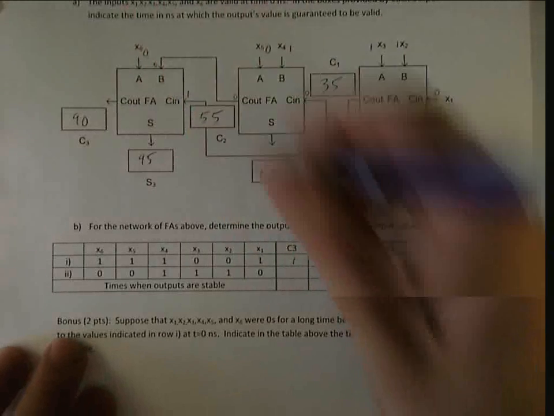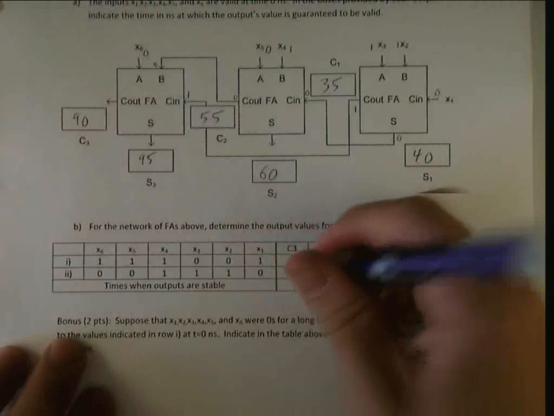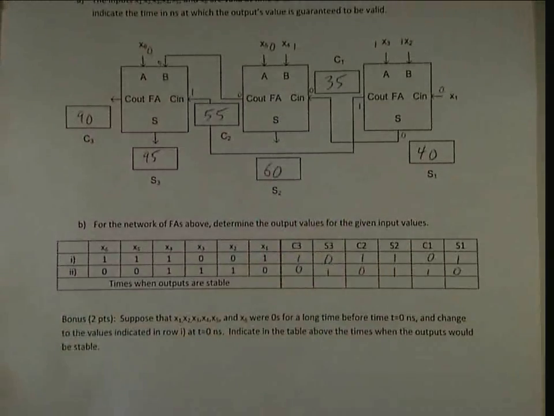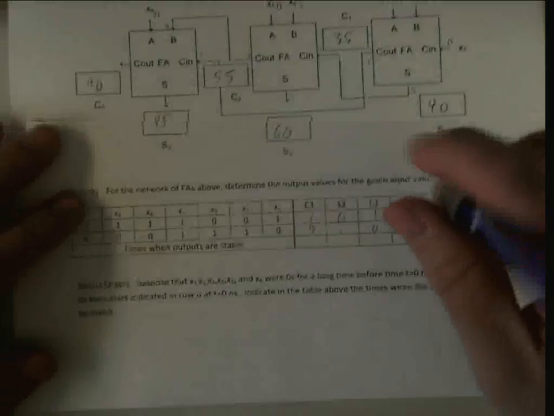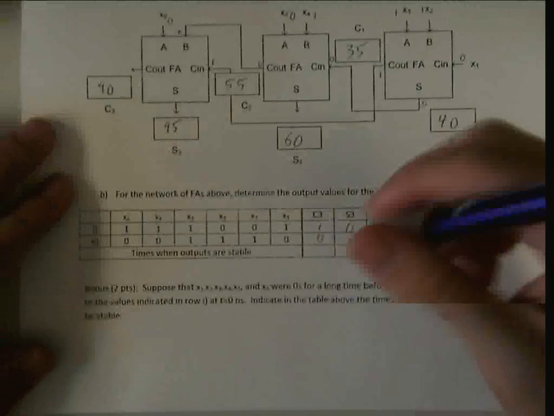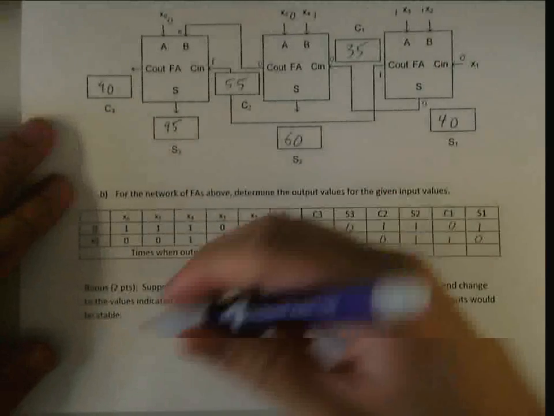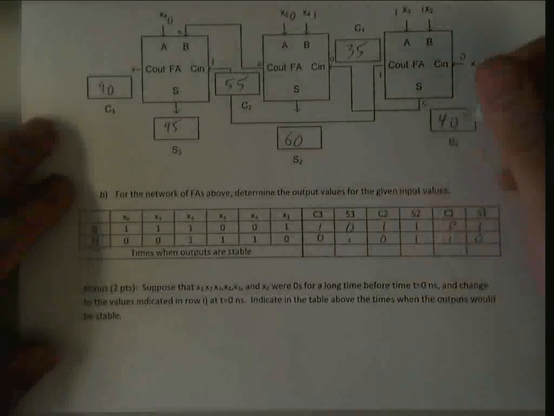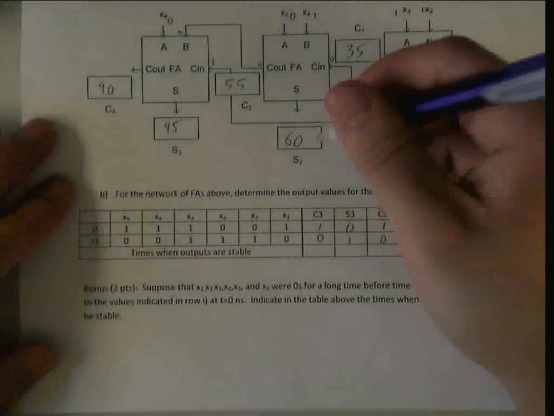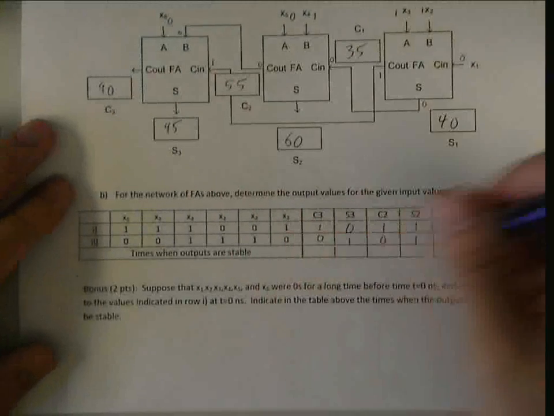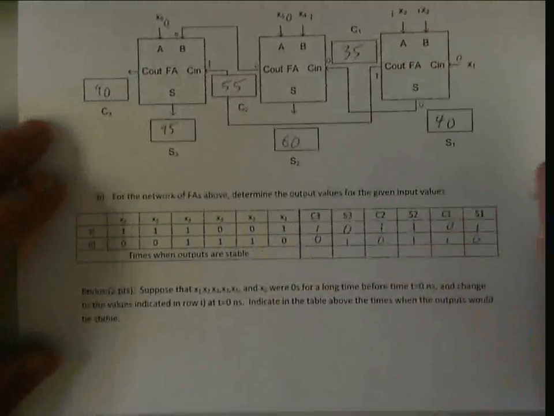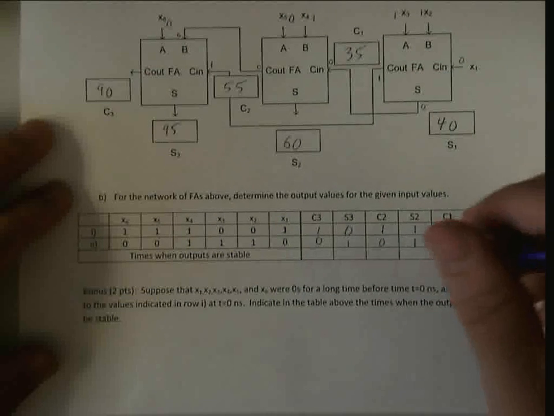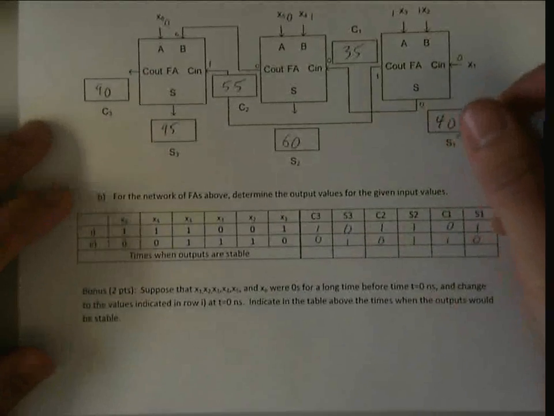So we get sum of 1, carry out of 0. Now the bonus is a little bit tricky, indicating the times when the outputs would be stable. So we know that each of these numbers has to be smaller than 40, 35, 60, 55, 95, and 90. So each of these are going to be smaller than that because they're going to be less than or equal to, I guess is more accurate to say.